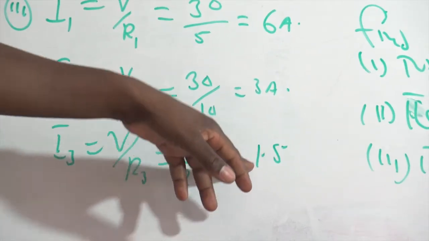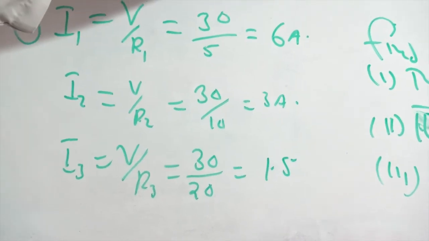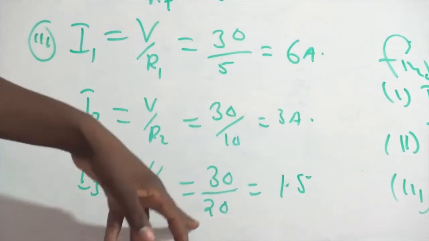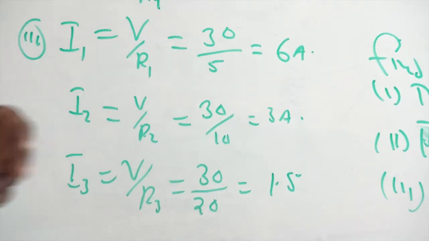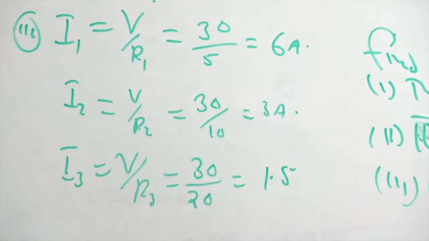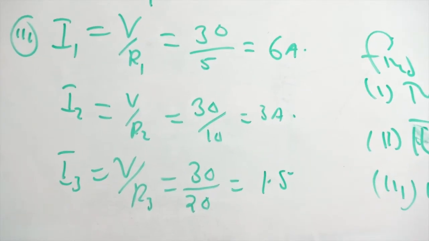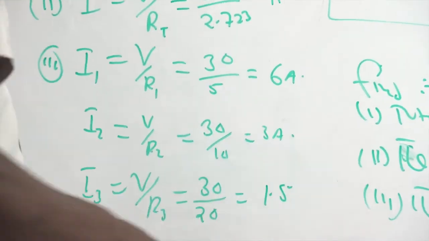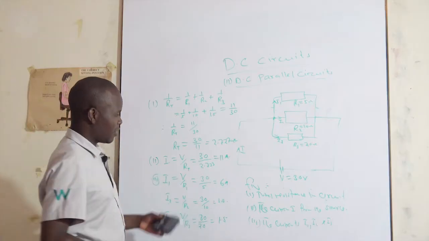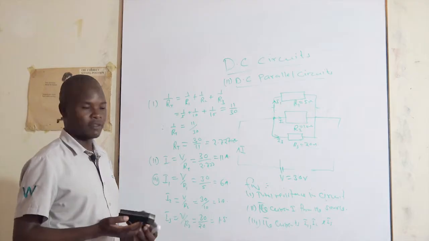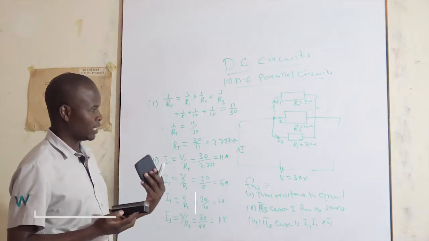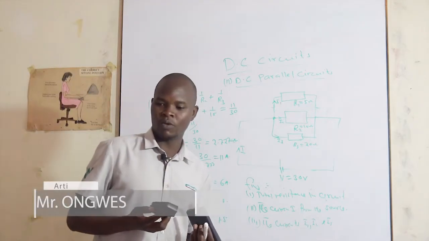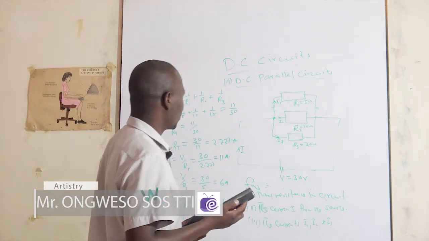As you can see, as the resistor is greater, the current passing there is minimal as compared to the resistor with a low value. So I think you have seen how you can apply the formula we have derived. You have seen how to relate Kirchhoff's law and Ohm's law.